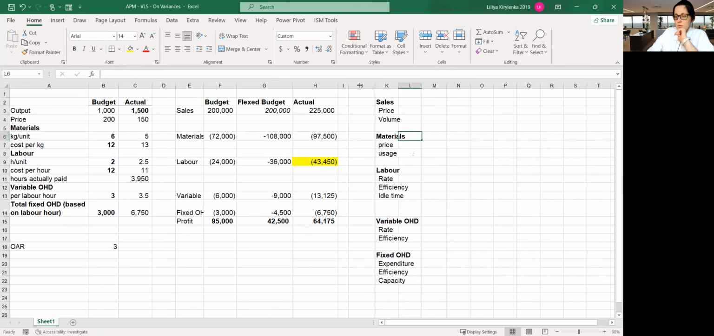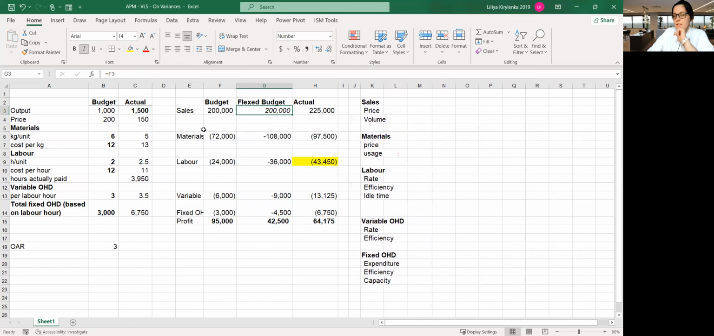And after that, we will see why we put this sales figure as 200,000 and not as 225,000. So for sales variances, we have two kinds of variance, price and volume. Why? Well, because then they are under the responsibility of different managers. So we need to distinguish between that.